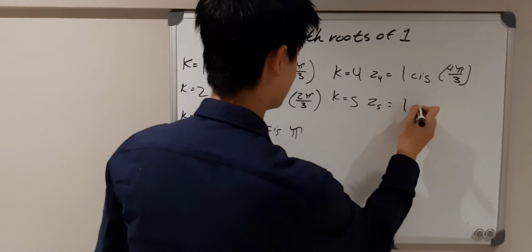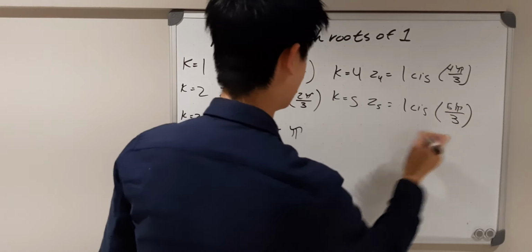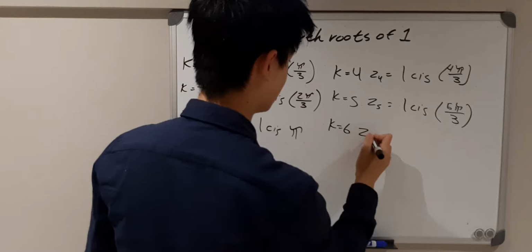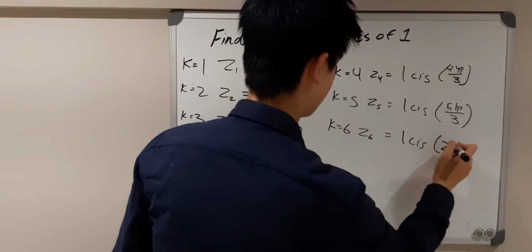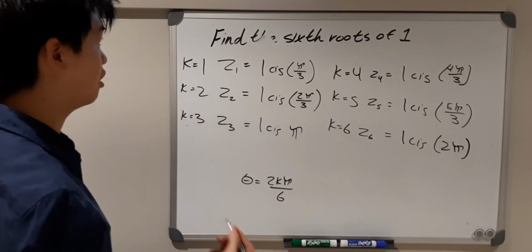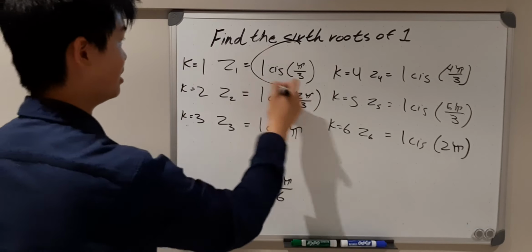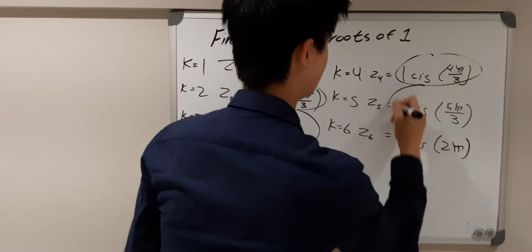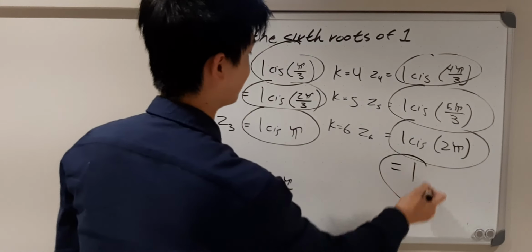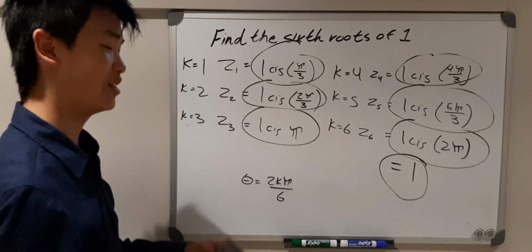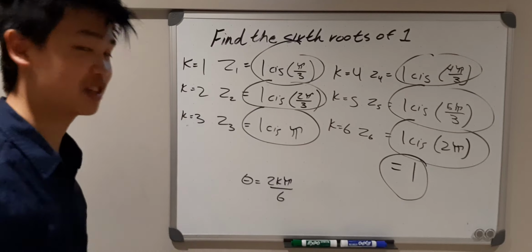And then k equals 5. z5 would be equal to 1 cis 5 pi over 3. And then k equals 6. z6 is equal to 1 cis 12 pi over 6, which is just 2 pi. Okay, and these are the sixth roots of unity. And these are the answers. And this one actually is equal to 1, as we know that one of the solutions is 1, as we know that 1 times 1 times 1 times 1 times 1 times 1 is 1. So these are the 6 solutions. Thank you.